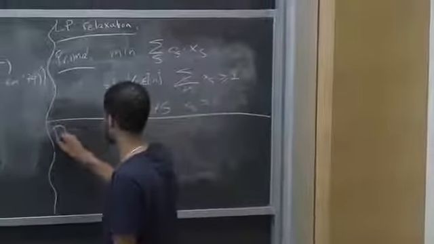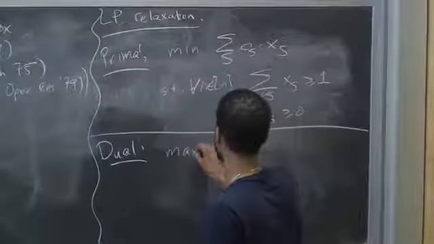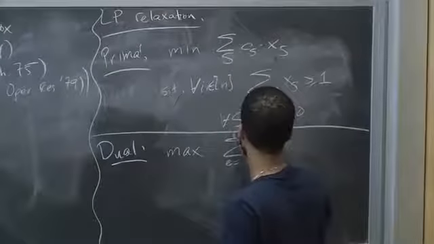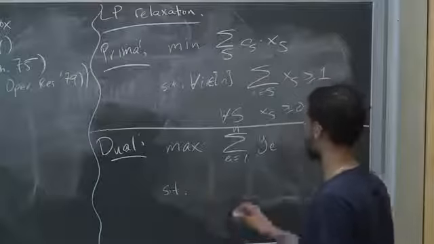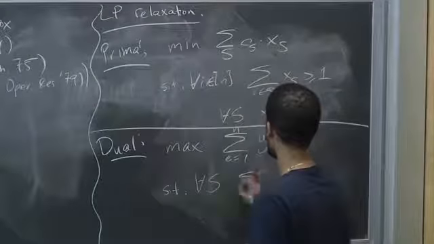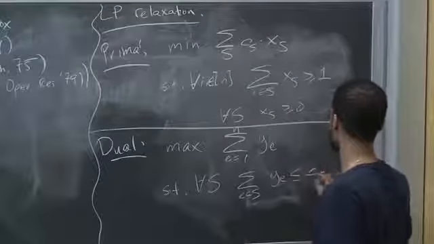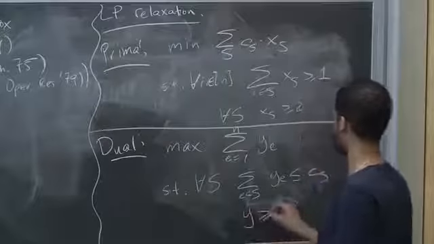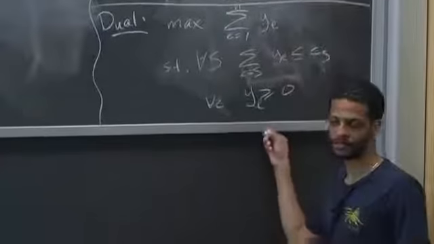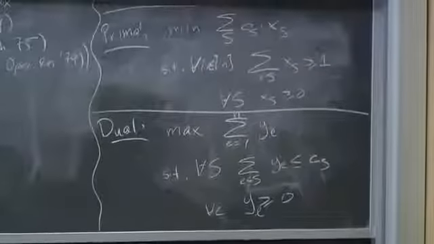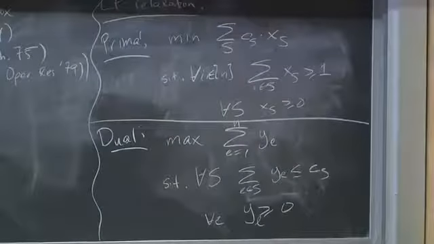Okay. So that's the primal. And the dual is we want to maximize the sum over e from 1 to n of y_e, subject to the constraint that for all sets S, the sum over elements e in that set of y_e is at most c_S, and also y is a non-negative vector. Okay. So we'll do dual fitting.